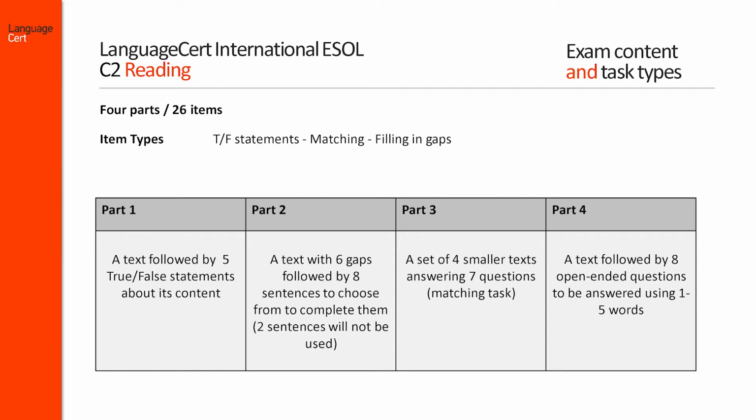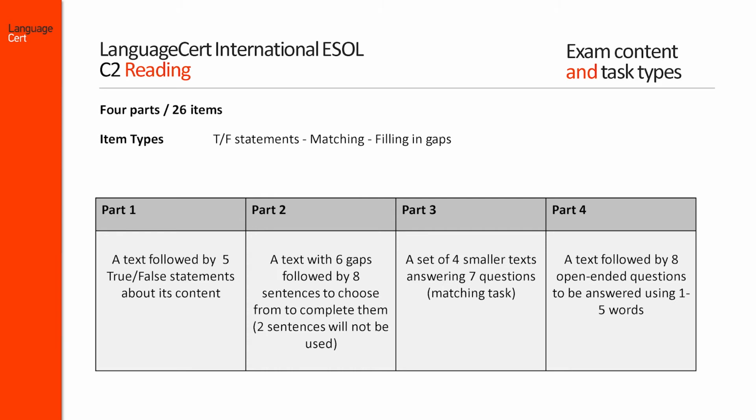Part 3 asks candidates to read 4 smaller texts and assesses their ability to understand the purpose of different authentic texts and to locate specific information. Candidates are provided with 7 questions to indicate which text provides the answer to each question. This is a matching task.